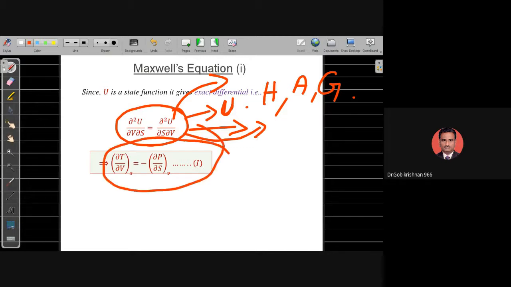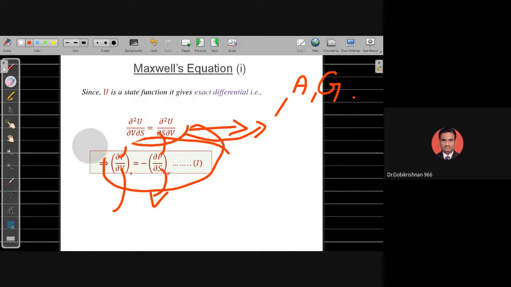Now, in this expression, check what are the properties that I can measure. Temperature I can measure, volume I can measure, pressure I can measure. If I can measure all three, then I can calculate the change in entropy. All of you can understand. Therefore, this is the application of studying these energy properties. This equation is called Maxwell's thermodynamic relation 1.